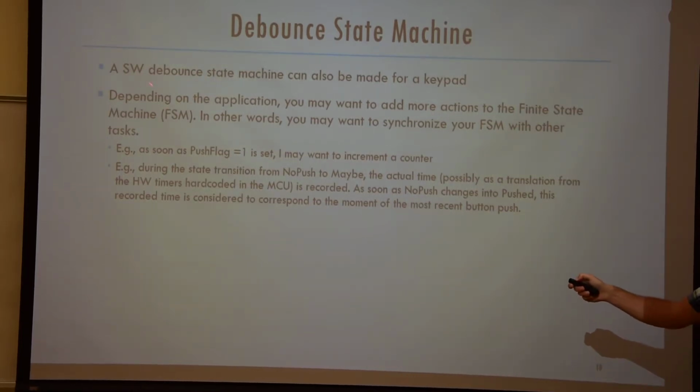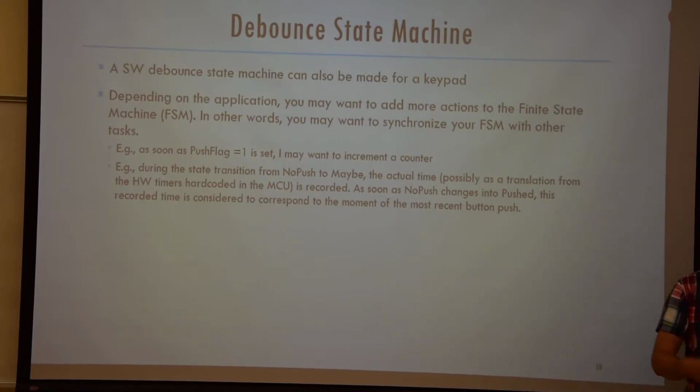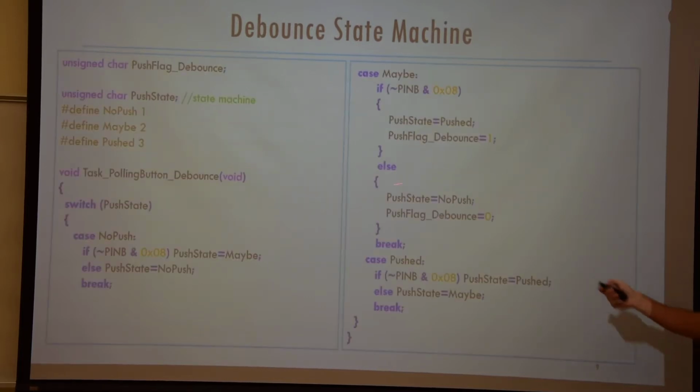Now, clearly we have created a software debounce state machine. SW stands for software. Depending on the application, by the way, you can extend this finite state machine, and I will ask you to do so on some occasions. It's nice that if the push flag equals 1 is set, you may also want to do other stuff, say increment a counter or something like that. Like I want to count the number of times I push a button. I could just extend the state machine with extra code right here in these particular two statements.